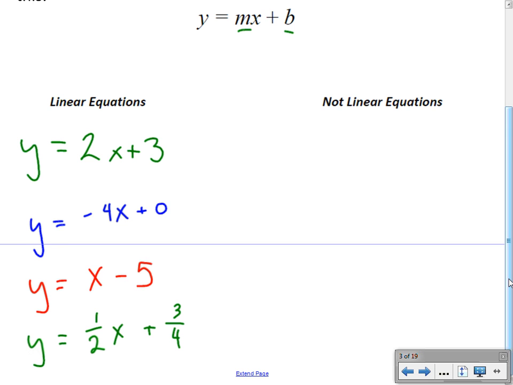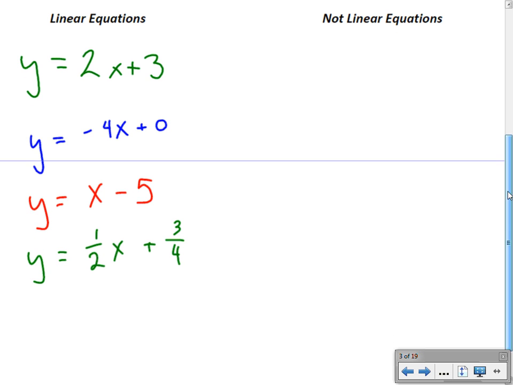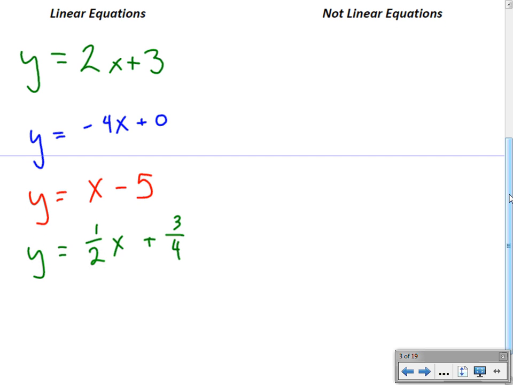Now, here's the tricky part. It doesn't necessarily have to start off in this format. Maybe I have something that looks like this. Maybe I have negative 3x plus y equal to 10. Now, it doesn't match that y equals mx plus b format, but I can do something here.